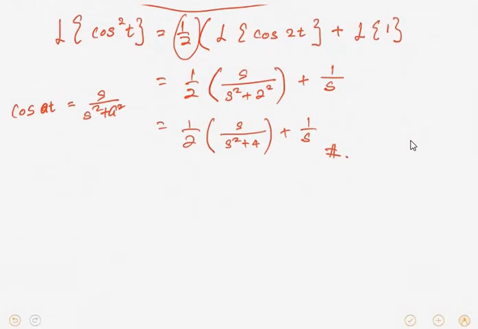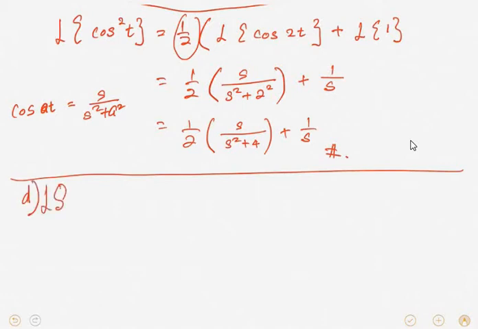Okay, next look at another example for sinh. The Laplace transform of sinh squared 2t. This one we also cannot directly solve, so we need to use the identity.